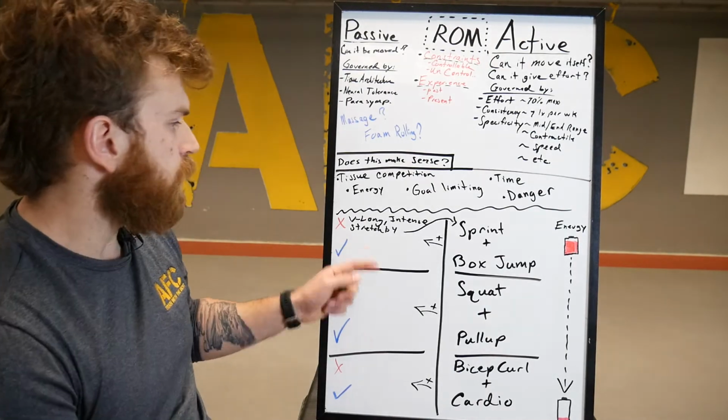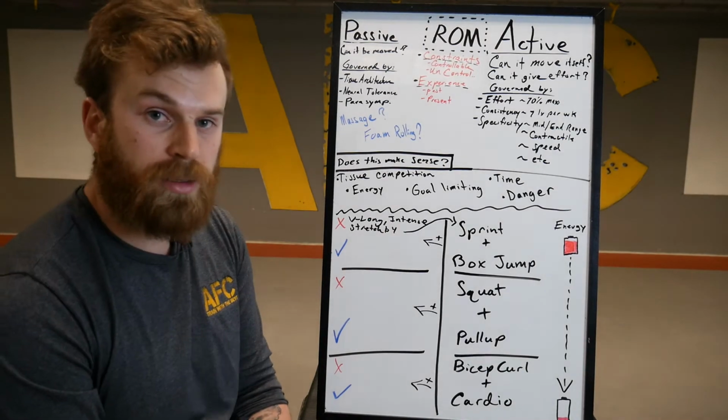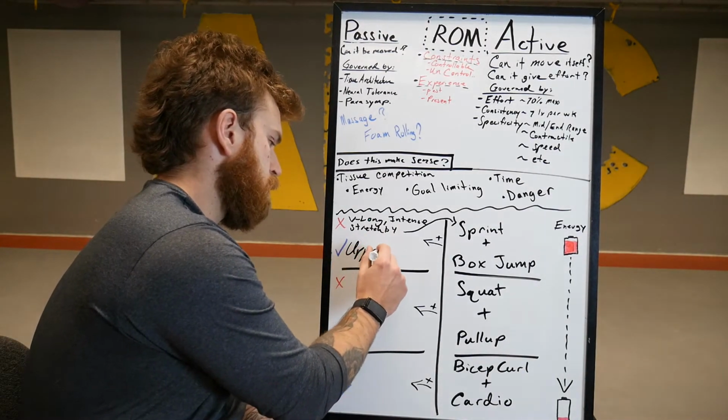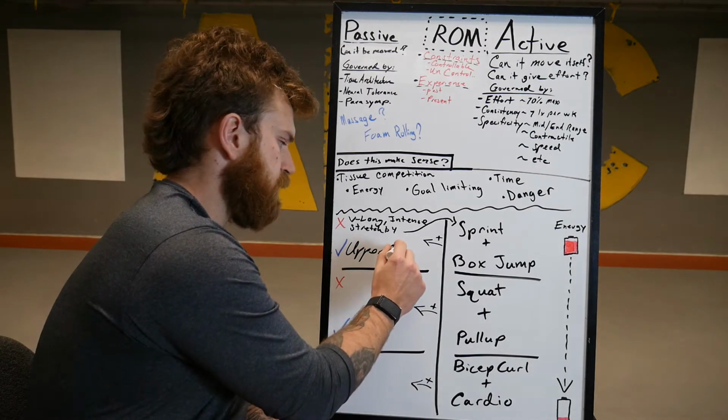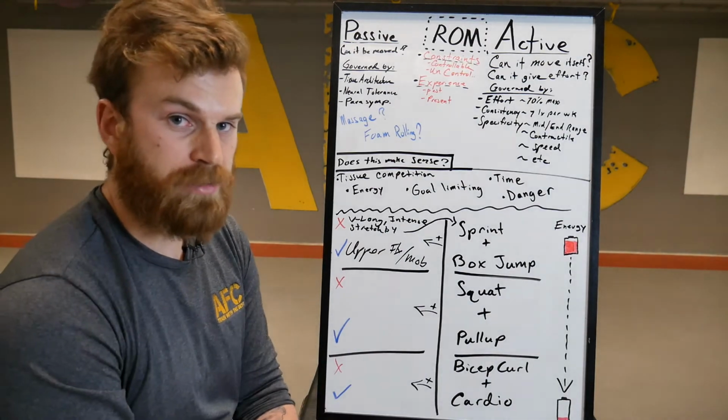So what could I do here? I sprinted, I box jumped. That sounds like a lot of lower body, right? So I might do an upper flexibility mobility guy. Perfect timing, right? That's totally fine.